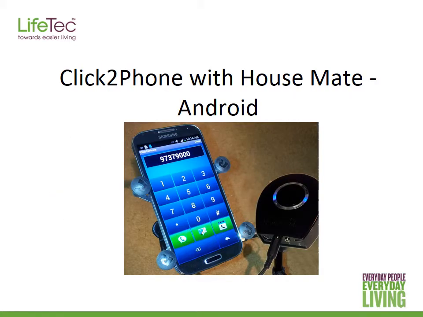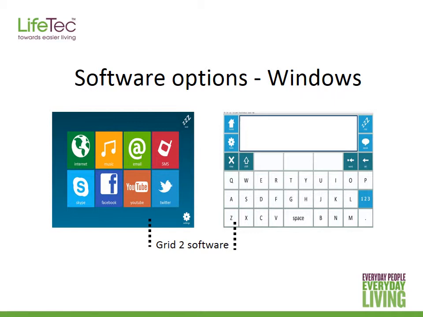Click to Phone with Housemate is an app that works with the Android platform and it works well with switch scanning. Everything is nice and simple, and you can do row column scanning to make it quicker as well. The Grid 2 software works well with switch scanning also, as everything is nice and simple. There's also word prediction for writing emails, and there's different communication pages as well.